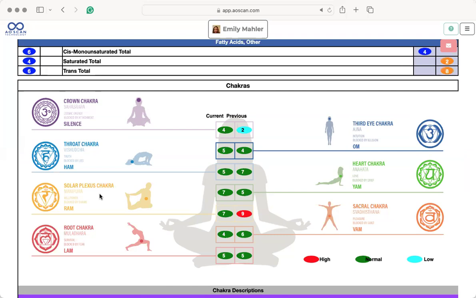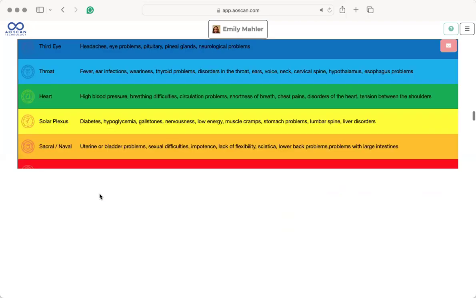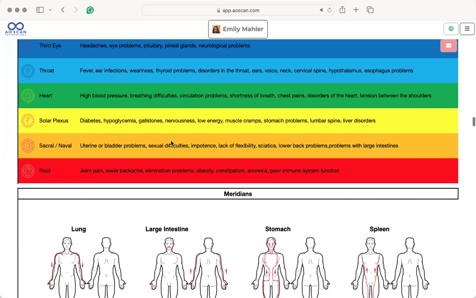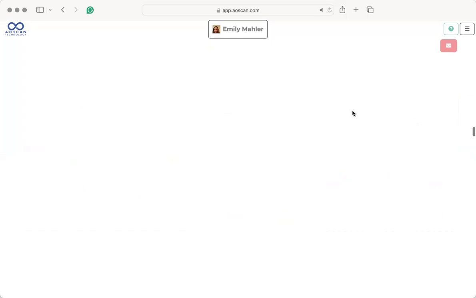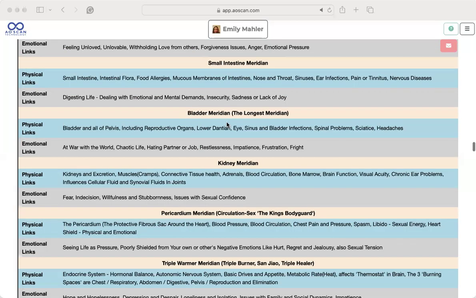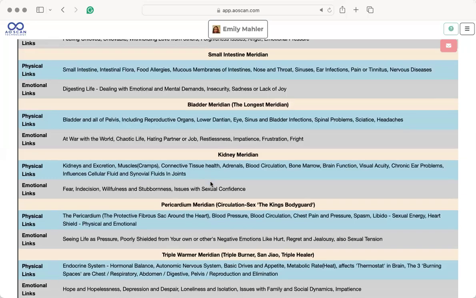And ultimately, you need to do your own research on these specific things, and figure out what foods you should be eating and different things like that. So there's the chakras, and then I love to see what the correlations are there. Same with the meridians. The kidneys were out here. So I like to look and see, okay, what were the kidneys related to? And am I having issues, which I know I'm having issues with connective tissue health. I know I'm having issues with my adrenals, my blood circulation, brain function, and my joints have been really bad lately. So it made a ton of sense that that meridian was low.